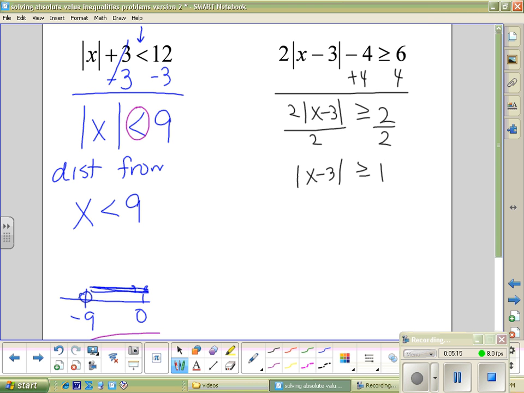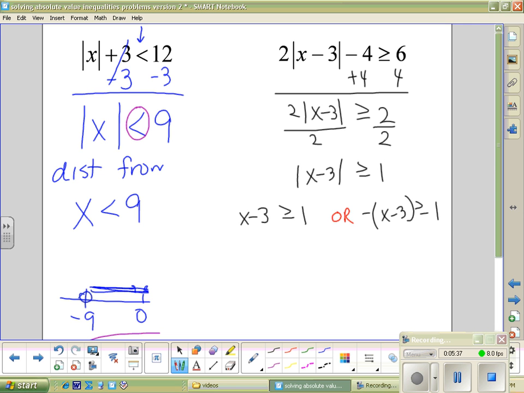So I'm going to go ahead and get started with this. I'm going to break apart the absolute value, and I'm going to have x minus 3 is greater than or equal to 1. But this time, instead of using "and," such as a less than, I'm going to put "or." We have the opposite of x minus 3 also is greater than or equal to 1.